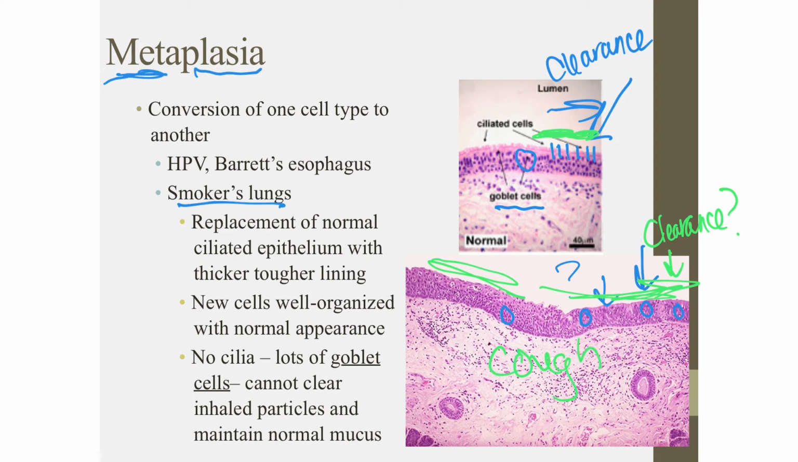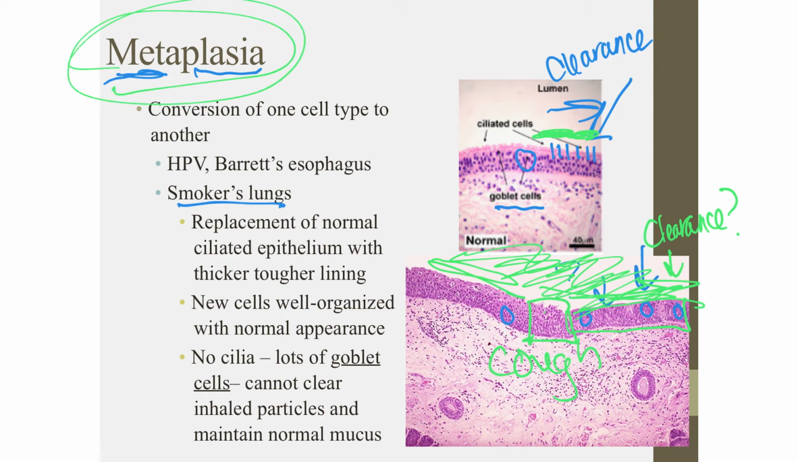The reason why we see this, I want you to notice how tough this tissue is. It's tougher, it's stratified, and the body has essentially changed to adapt to the fact that there's tar, there's nicotine, there's stuff coming in all of the time. So it has replaced these nice ciliated cells with more goblet cells and tougher stratified tissue, but we've done that at the expense of the cilia, meaning coughing is going to have to go up because there's no cilia to engage in that clearance.